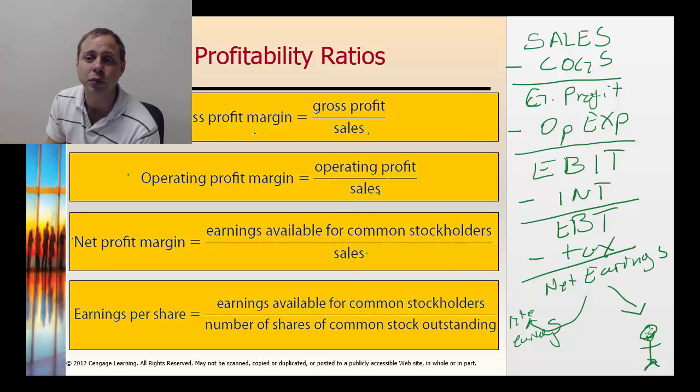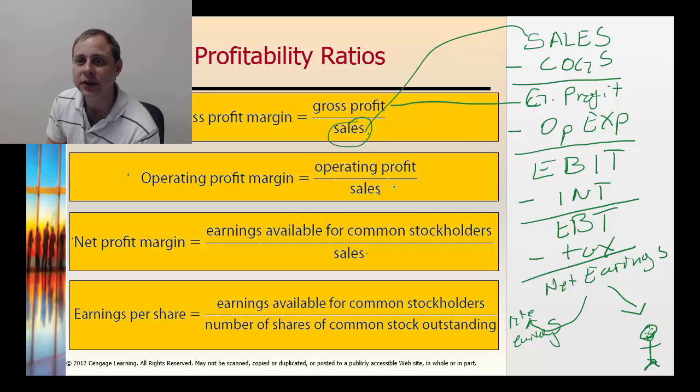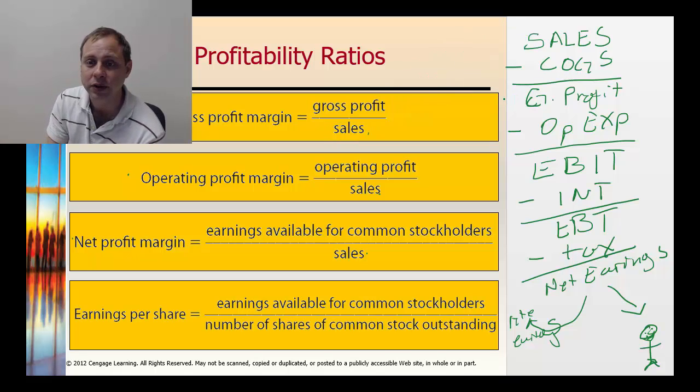So what's the first one? The first one is gross profit margin. Well, that's easy. What's our gross profit? Or where is it? It's right here. We take our gross profit and we divide it by sales. Where's sales? Sales is right there. Nice and easy. This tells us how we're doing in terms of our cost of goods sold. Gross profit margin, right? Should make perfect sense.